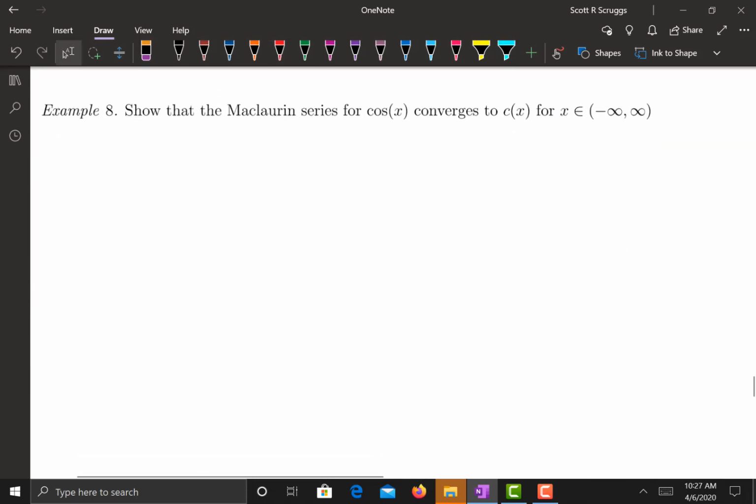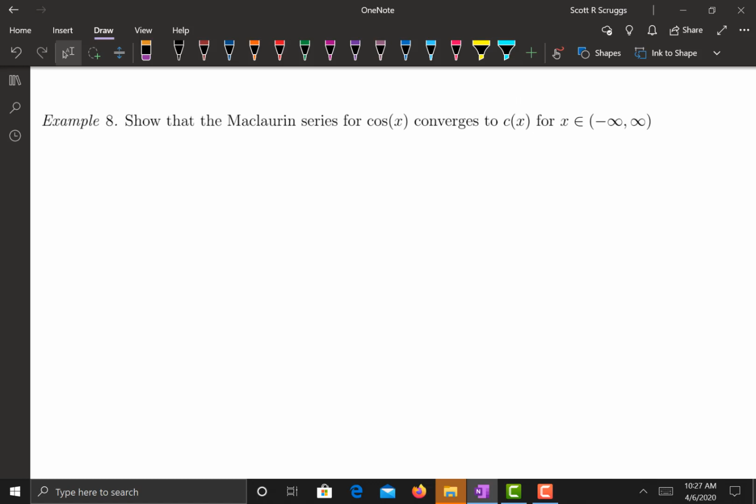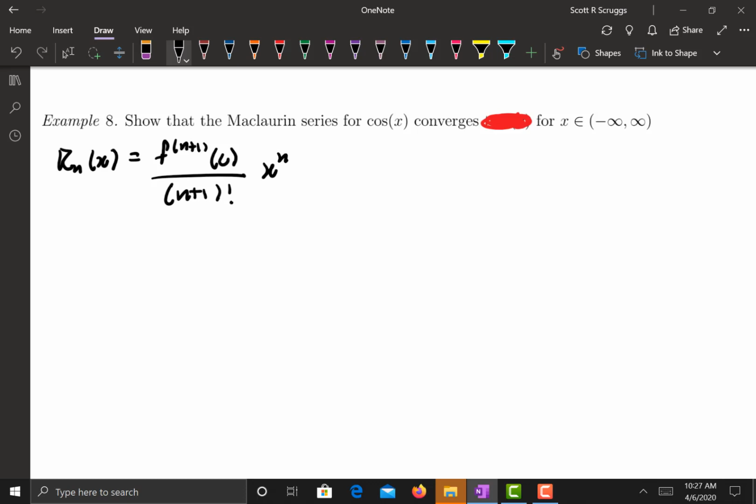Let's try that again with another example, where we're trying to show that the Maclaurin series for cosine converges, that's a typo, for x inside any real number. And we're going to play that exact same game. But here is going to be a little bit harder because we're going to have the same expression for the remainder, over n plus 1 factorial, x to the n plus 1.